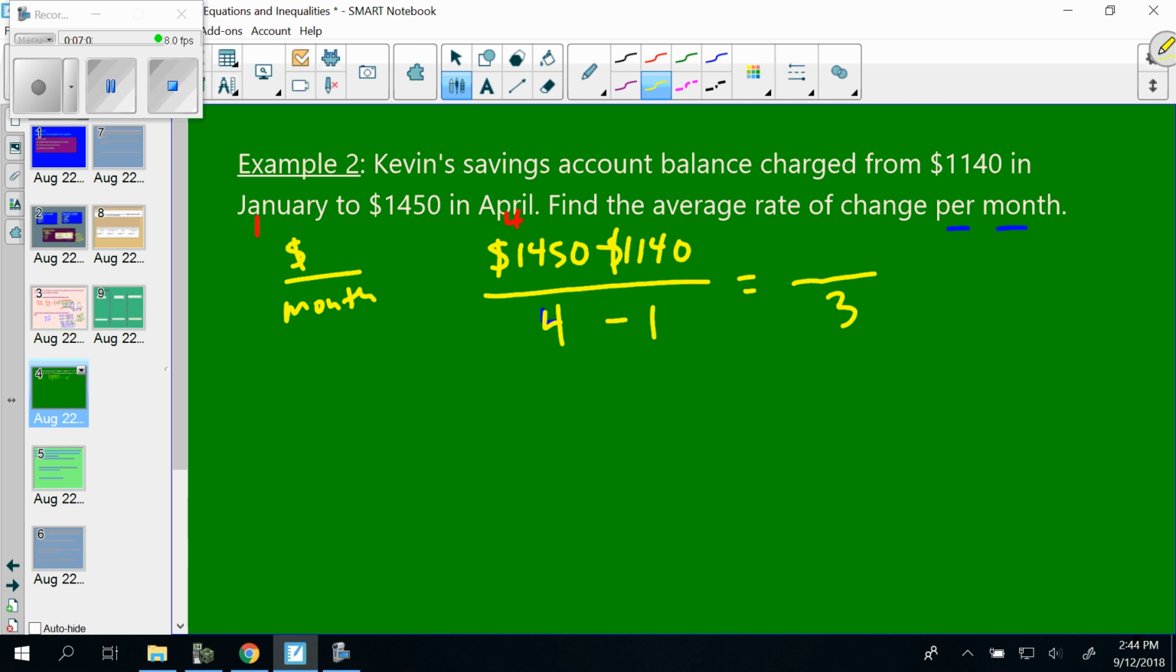If we subtract the top, we get $310. So if we take $310 divided by 3, we find out that it's 103.33333, or $103.33 per month change. On average, that's how much this is changing each month. Okay. And since it's going up here, we can see that this is increasing by that amount.